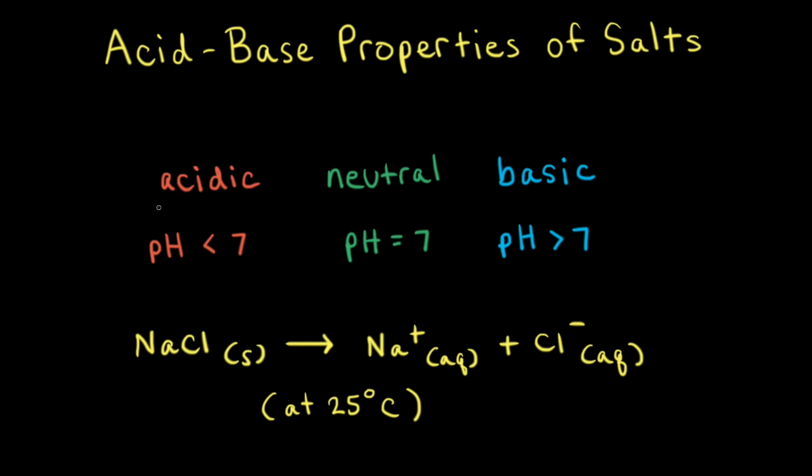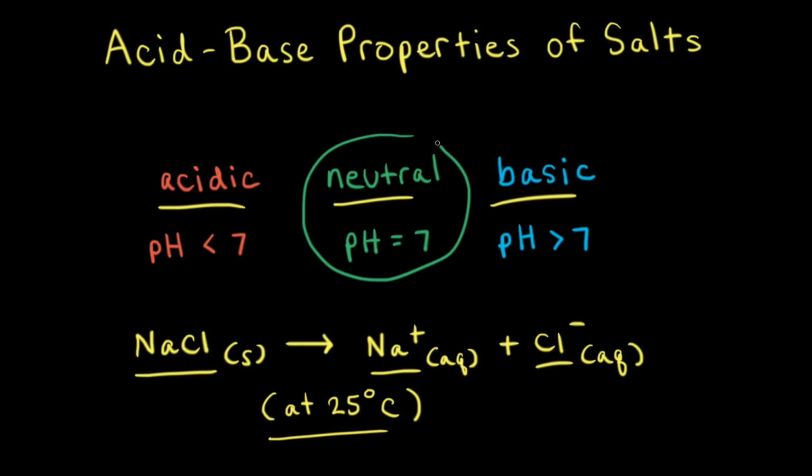Salts can form acidic solutions, neutral solutions, or basic solutions when dissolved in water. For example, if we dissolve sodium chloride in water, solid sodium chloride turns into sodium cations and chloride anions in solution. At 25 degrees Celsius, the aqueous solution of sodium chloride is neutral and has a pH of 7.